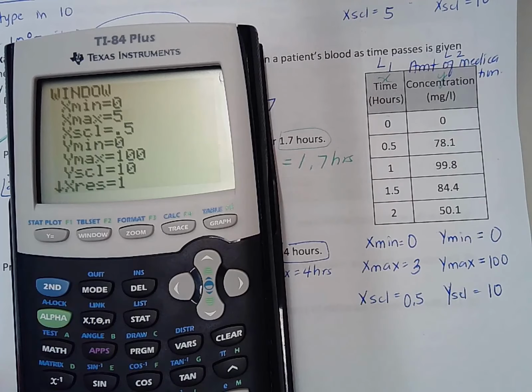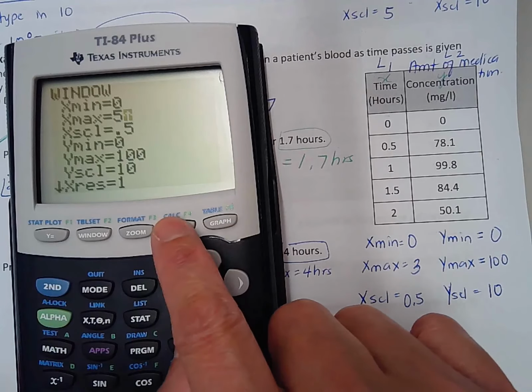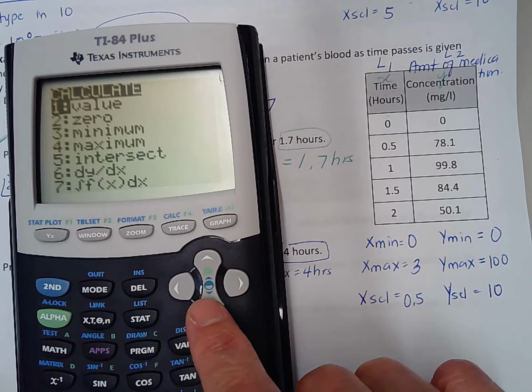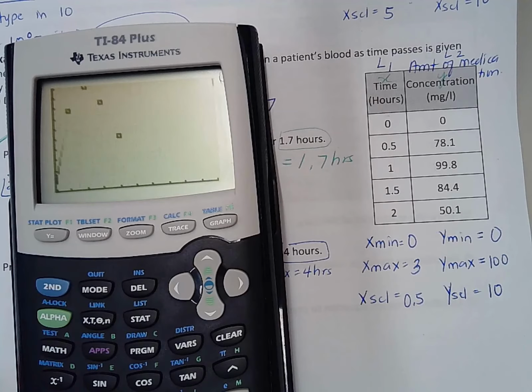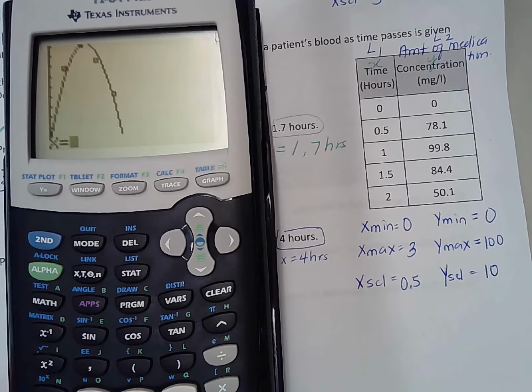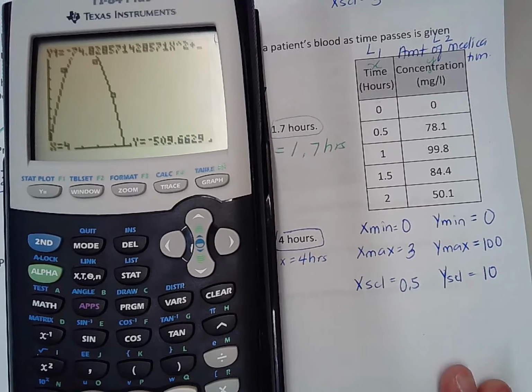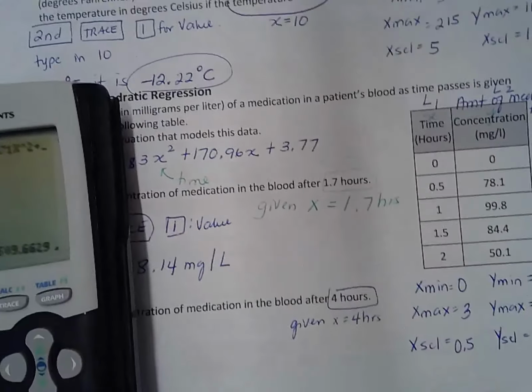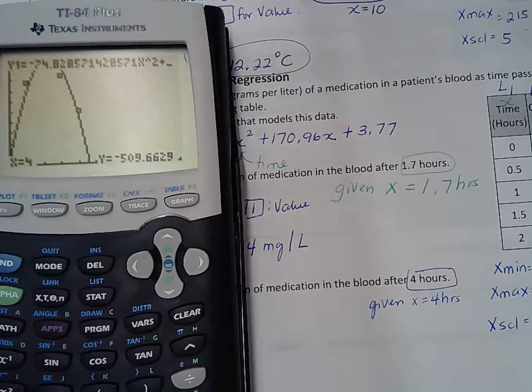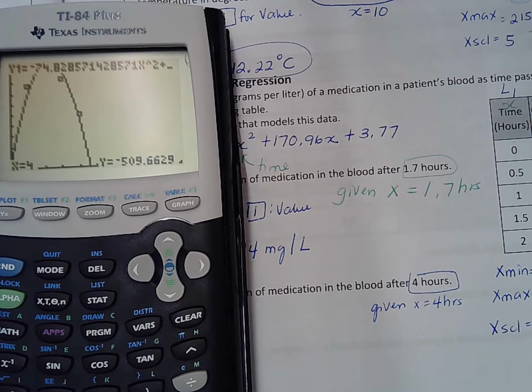Okay, now try it again. Second function trace, 1 for value. Okay, now that's going to give you that graph again. And then we enter 4. When x equals 4, y is negative 509.66. Now, does that make sense to us?